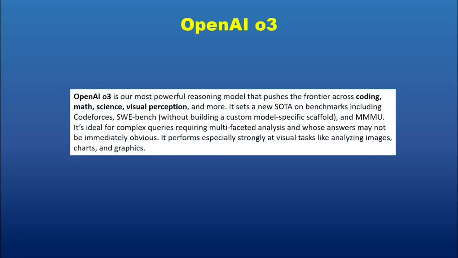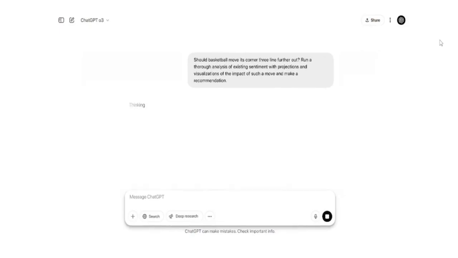Now, why is o3 important? Well, the model is believed to be trained with a more advanced architecture, possibly using techniques like mixture of experts, where different experts or submodels are activated depending on the task. This makes the model faster and more efficient. In plain English, it means you get smarter answers in less time, and it costs less to run.